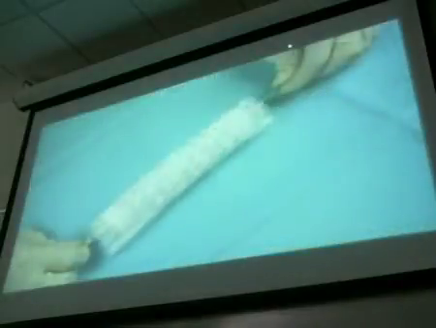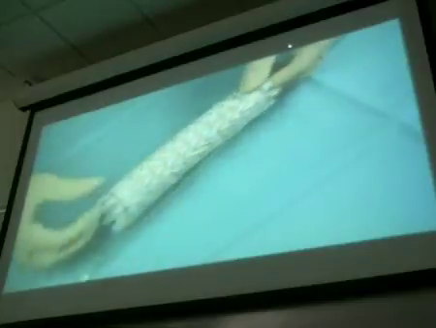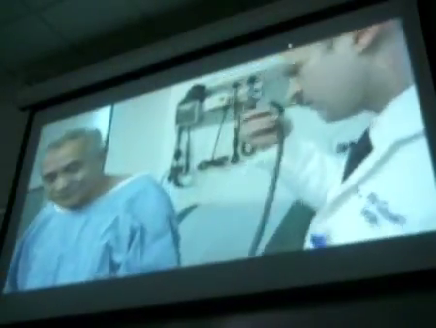The availability of the GORE TAG device ushers in a new era of less invasive repair of thoracic aortic aneurysms. As with any surgical or medical procedure, there are potential complications with both the open surgical and endovascular treatment of a TAA. Patients requiring intervention should discuss the risks and benefits with their doctor and decide which option is best for them.